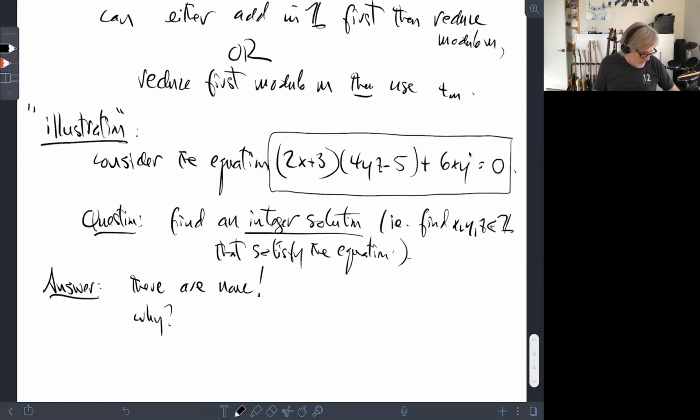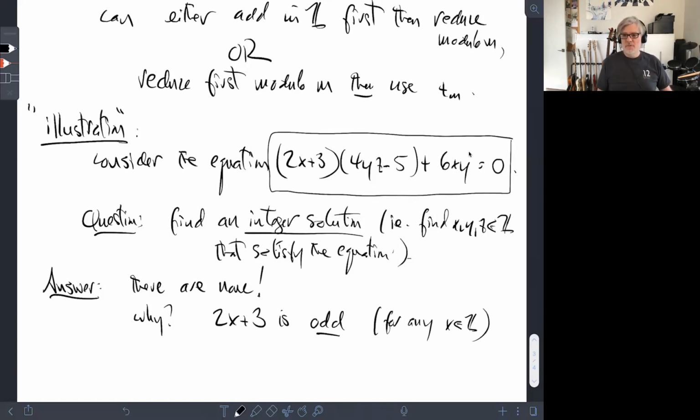Well, look at the integer 2x plus 3. If I plug in any x in here, I'm going to get an integer which is odd, right? For any x. Everybody agrees with that, right? It's 2x plus 2 plus 1. So it's even plus 1. So it's odd.